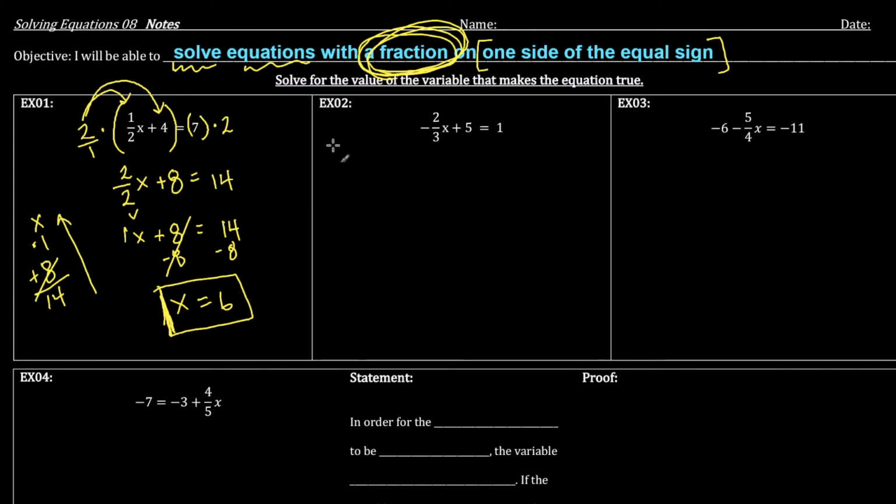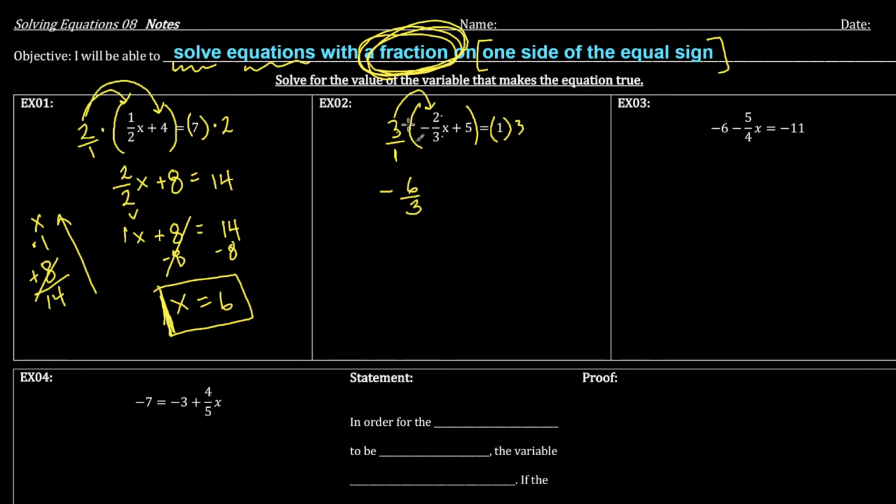Once again, example number 2, we are going to look at the denominator, the bottom of the fraction. So the bottom of the fraction is 3, so I'm going to multiply both sides of the equal sign by 3. So 3 times a fraction, I need to do this. So positive times a negative is a negative. 3 times 2 is 6. 1 times 3 is 3.